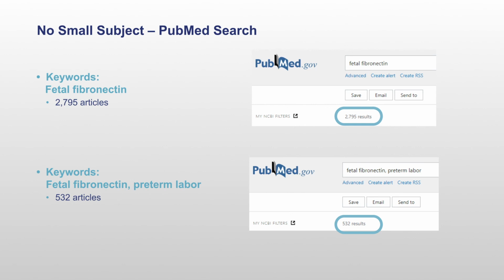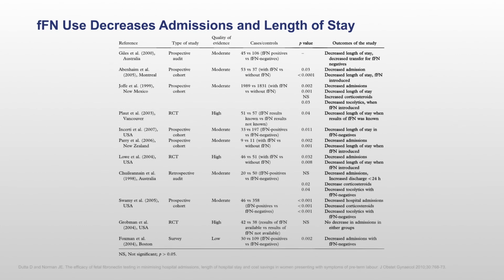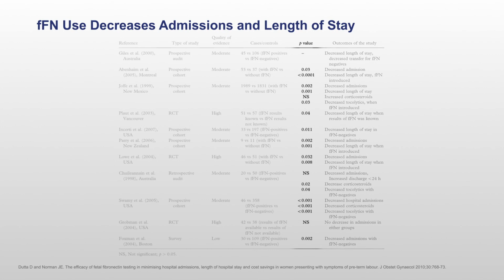There are numerous more that you can research on your own that give substantive evidence to why we need to be utilizing each and every one of these tools. Just to give you a sample of some of these studies, this is a systematic review looking at a variety of different studies just using fetal fibronectin. Did it impact admissions and length of stay? If you look at that column on the right-hand side, you see statistically significant, significant, significant, significant, p-values that are all significant.